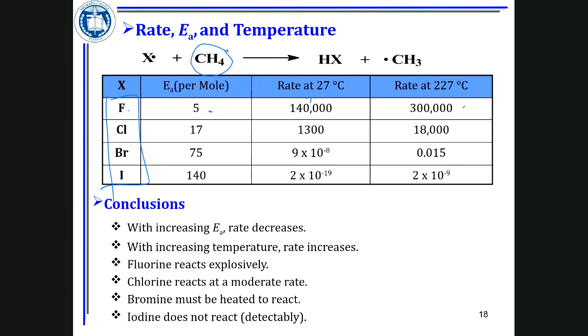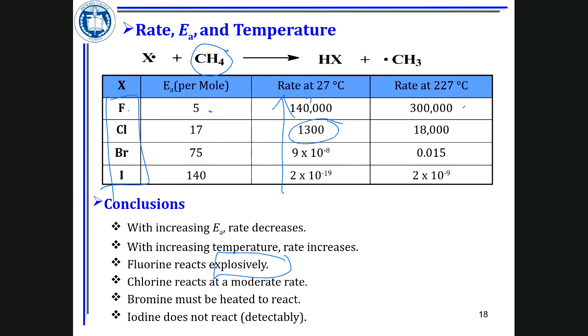And we talked about that before. You increase the temperature, the rate is going to be higher. But based on the nature of the compound, fluorine is the most reactive. We see that the rate of the reaction decreases going from fluorine to iodine, and increases going from iodine to fluorine. So fluorine is going to react very aggressively or explosively. Chlorine reacts at a moderate rate. So we have a good rate for chlorine.